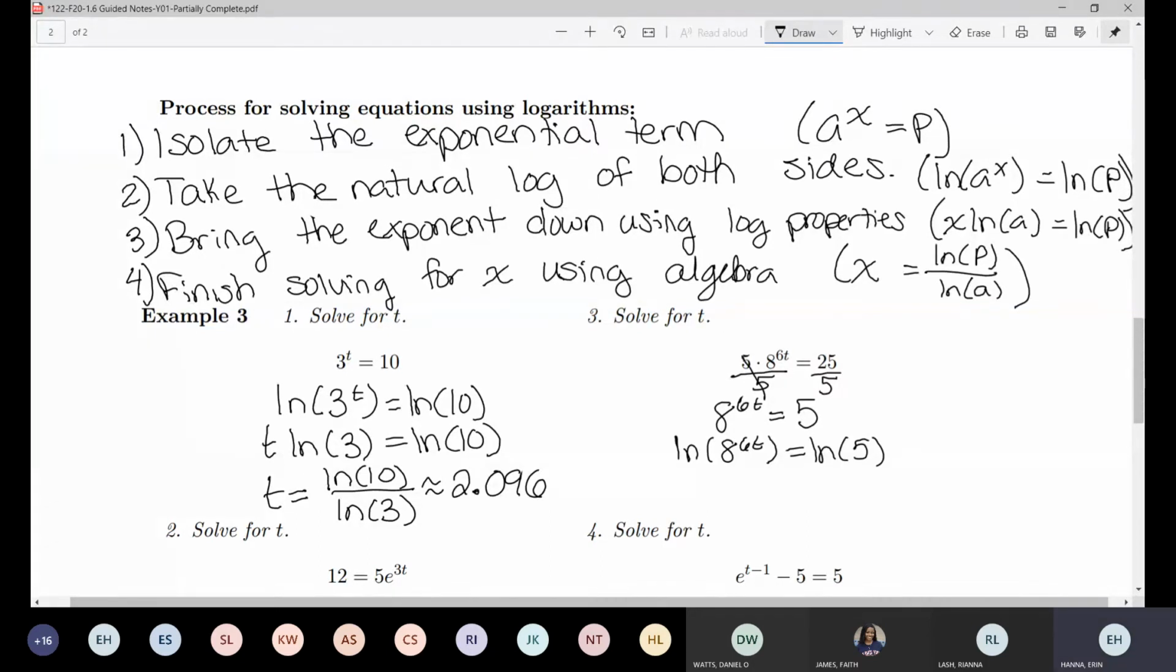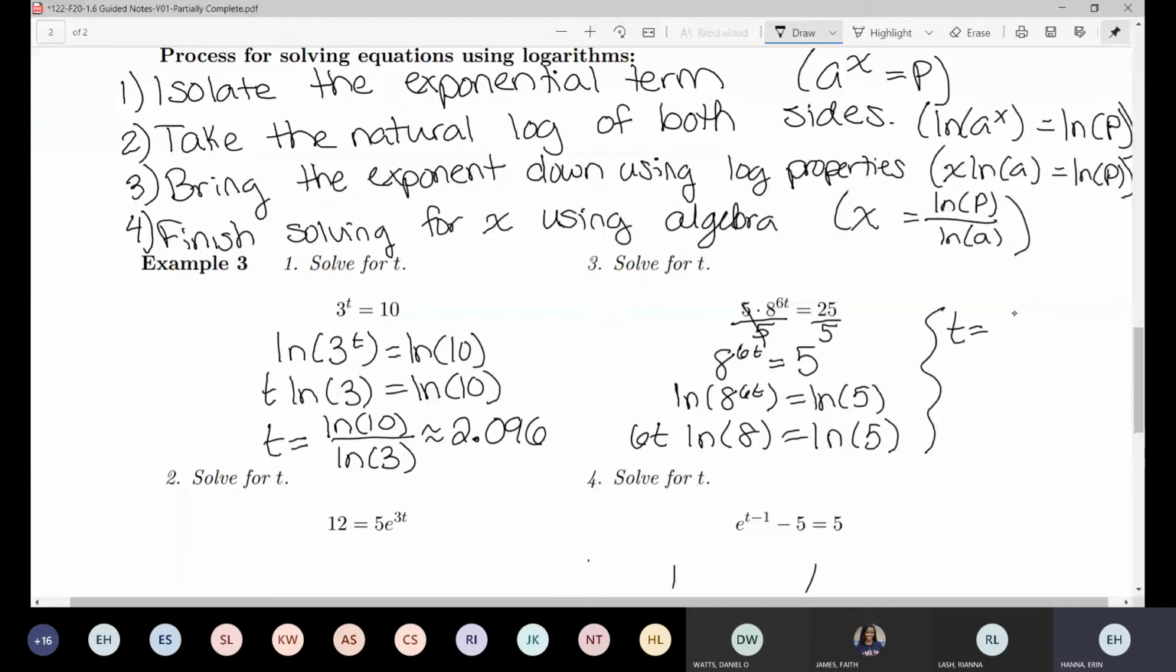Bring the exponent out. I would suggest taking the entire 6t. If you know what you're doing, you could just take out the t, but I just suggest always taking the whole thing. And then we've got to solve for t, so we have to get t by itself. So I have to move this 6 and this natural log of 8. I often find that some people like to do it in 2 steps, but you can do it all at once. You can just divide the entire thing by the 6 and the natural log of 8 at the same time.